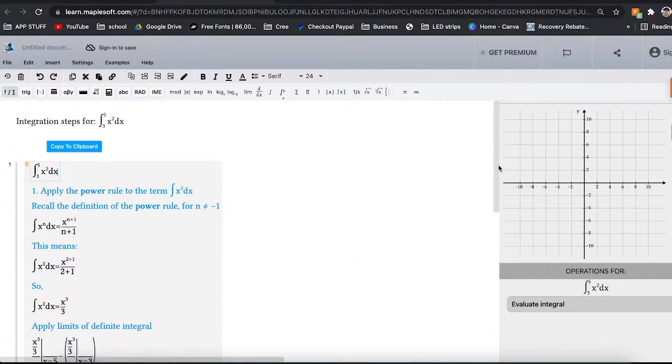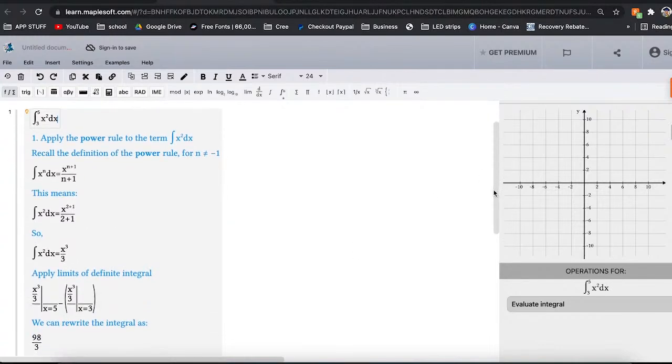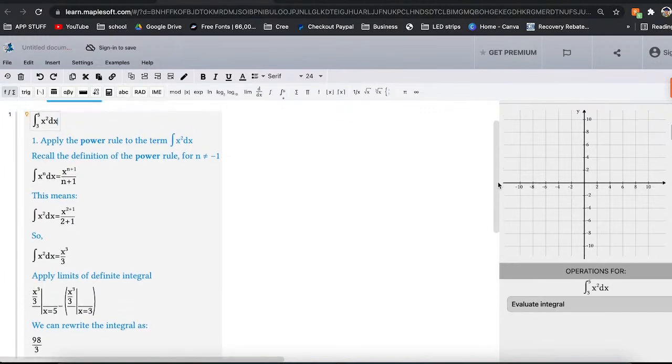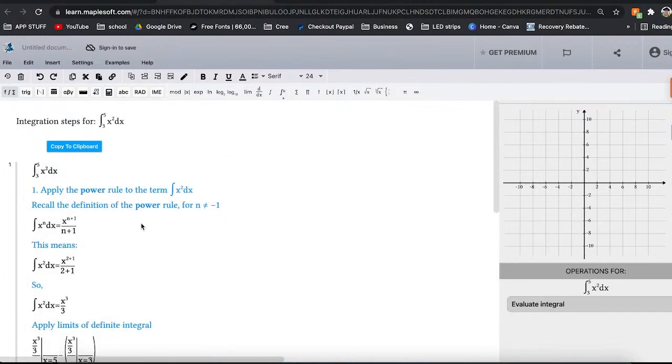So as you can see, MapleLearn does a pretty good job at showing all of the steps, and it's really easy to follow. So if you're stuck or you don't want to just depend on a computer to do it all the time, you can use steps to give you a good idea about how to do that on your own. So I think that's a really cool feature.